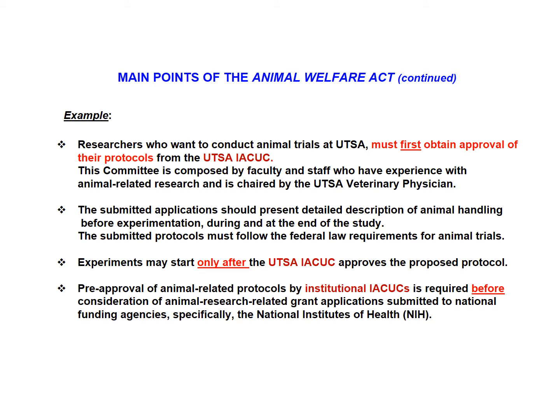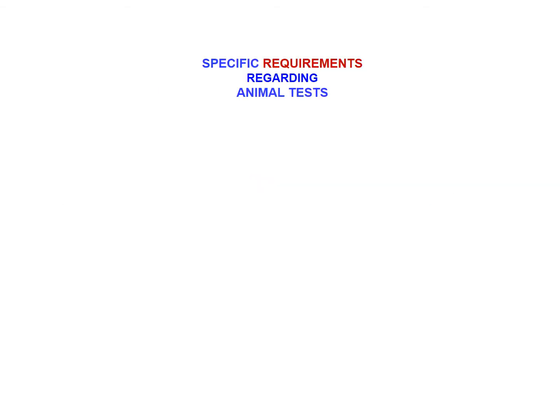Pre-approval of animal-related protocols by institutional IACUCs is required before consideration of an animal research-related grant application, which is submitted to national funding agencies, specifically the National Institutes of Health, NIH. Biomedical engineers who are considering animal tests in the process of determining the biocompatibility of their materials and devices should be aware of the following specific requirements.